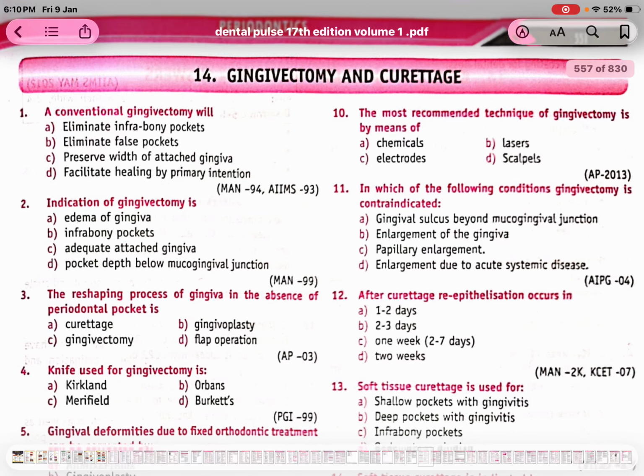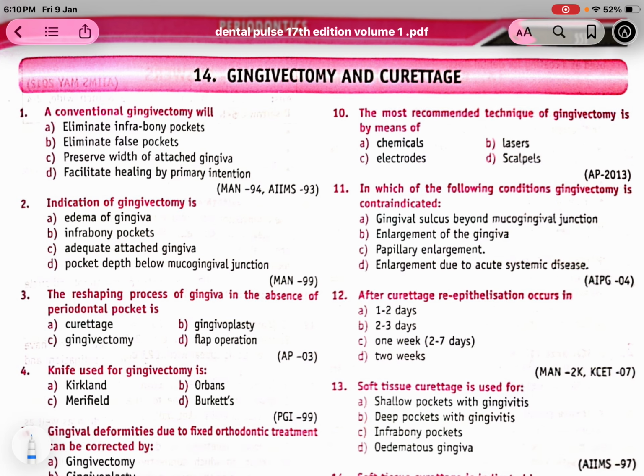With chapter 14, which is gingivectomy and curettage. So the first question is, conventional gingivectomy will... So what it will do, it will eliminate the false pockets. Okay. So what are the indications for gingivectomy? Mostly it eliminates the suprabony pockets if the pocket wall is fibrous. It will eliminate the gingival enlargements and the elimination of suprabony periodontal abscess.